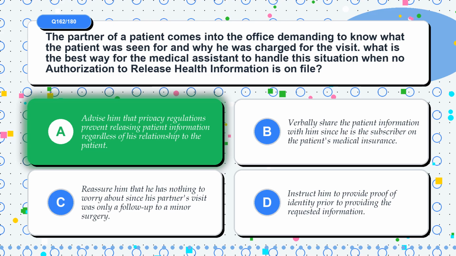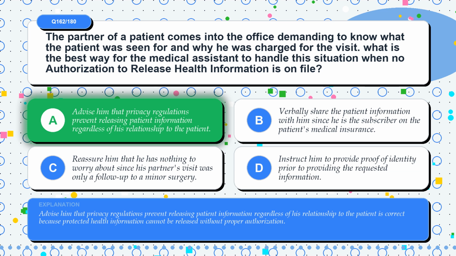The correct answer is option A. Advise him that privacy regulations prevent releasing patient information regardless of his relationship to the patient. This is correct because protected health information cannot be released without proper authorization.